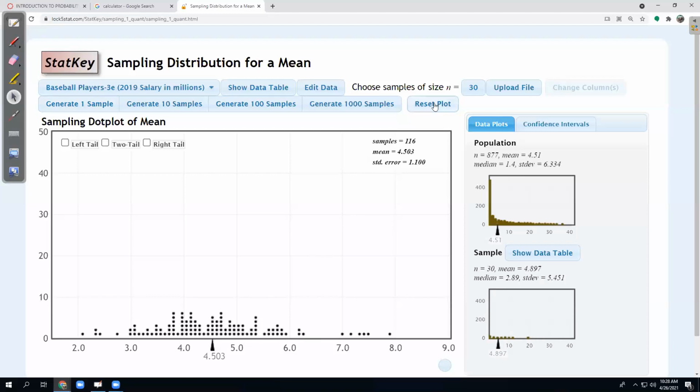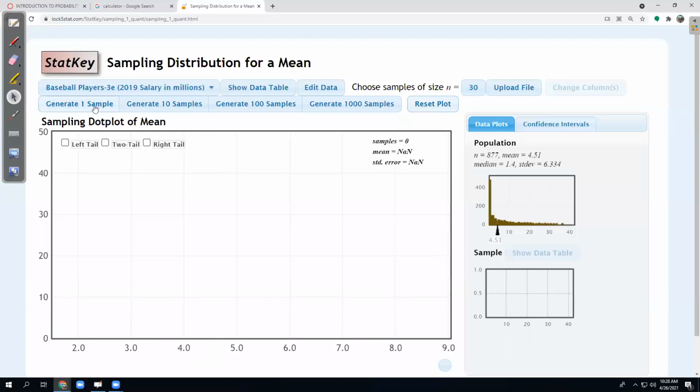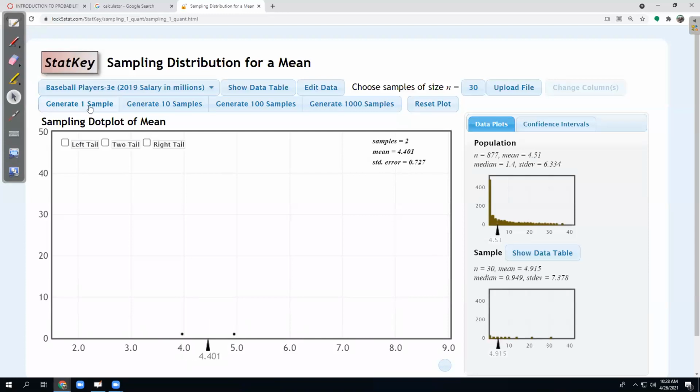So if I reset the plot, right now my average is 4.5 for all 116 of them. If I reset that and do something similar, I'm still using size 30, I grab 1, 3, 4, 5, 6, and then I grab 10, and then I grab 100. So there's a new 116, and I have a slightly different mean at the bottom, 4.492. And what I'm trying to illustrate here is the more samples I take, they're starting to hover around this as the center.